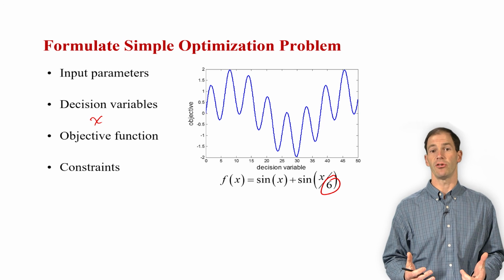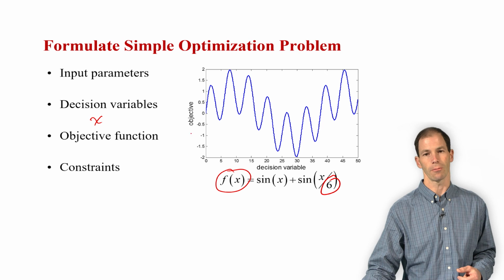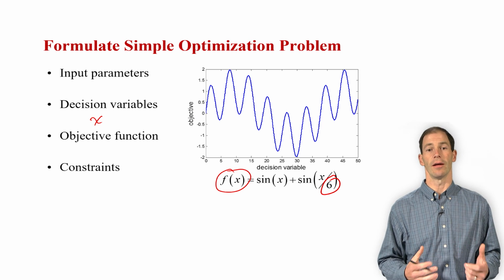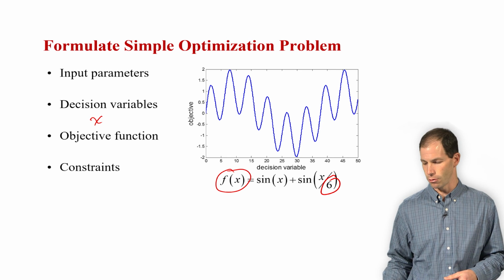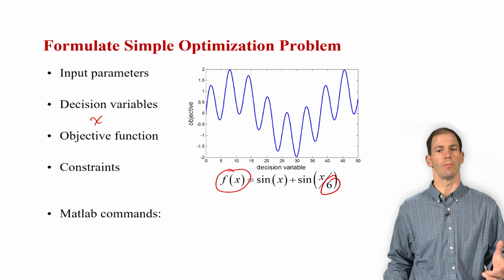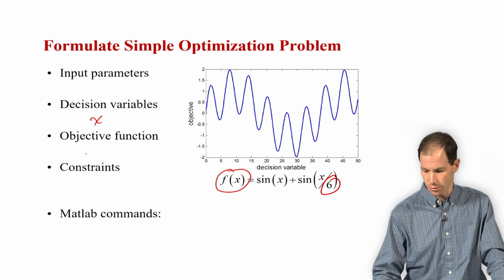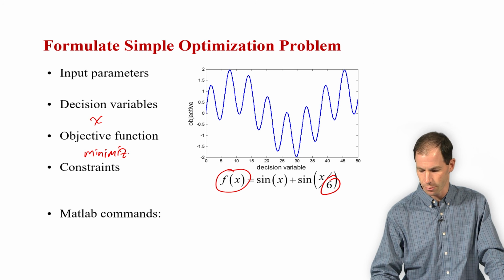And then I have the objective function. In this case, this is just f of x, which is what I have plotted here on the right. And this is our objective here, and my objective is going to be to minimize this objective function. So I will minimize. The other common option is to maximize a function.